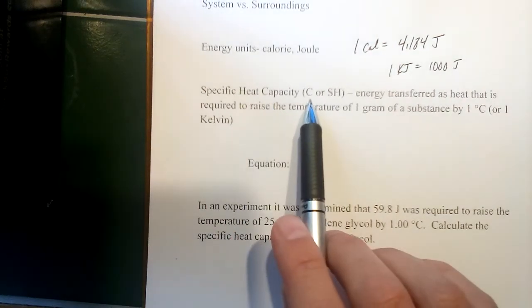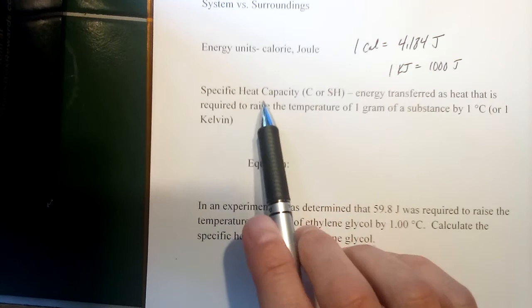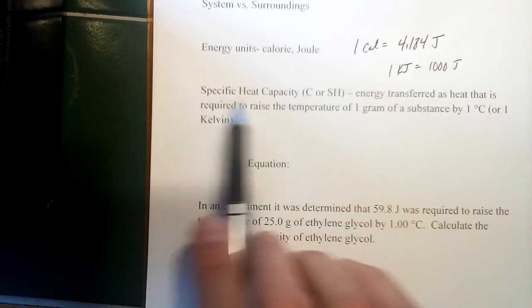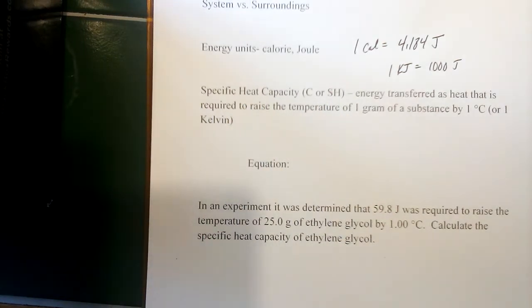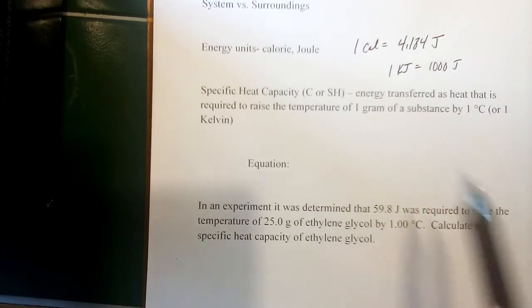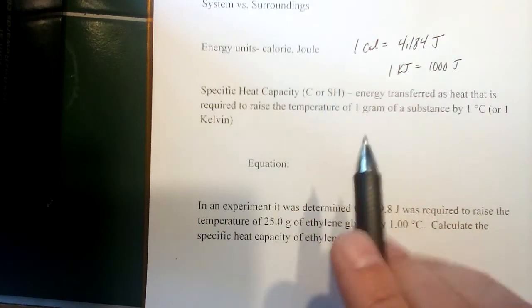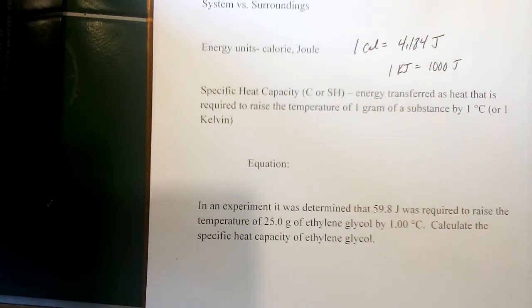I've also seen books where this is abbreviated as C, for capacity, or SH for specific heat. They're all used interchangeably. So again, you should be aware that there's more than one way to abbreviate something. I learned this as SH, so that's how I will usually put it into an equation, but you're certainly capable of understanding that when a textbook uses capital C with a subscript SH, it means the exact same thing.